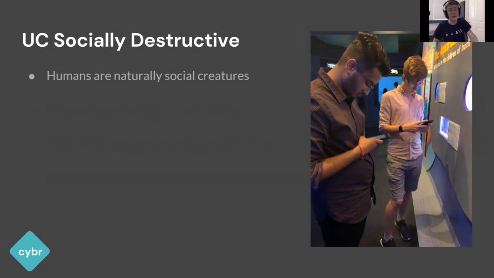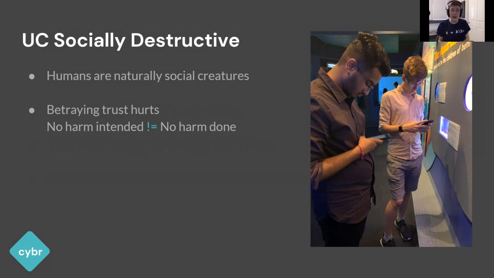Now, I have to be clear here. This is some dangerous stuff we're talking about, and I want you guys to take it all seriously, all right? Humans are naturally social creatures. Just look at me and my roommate Tejas here at the Birch Aquarium interacting socially with our phones. Betraying a human's trust hurts them. Just because you didn't intend to hurt them doesn't mean there was no harm done.